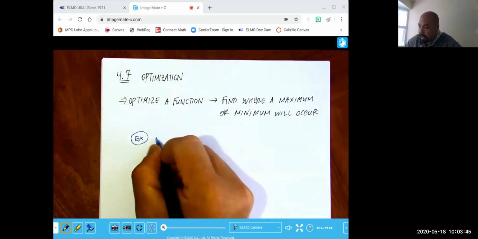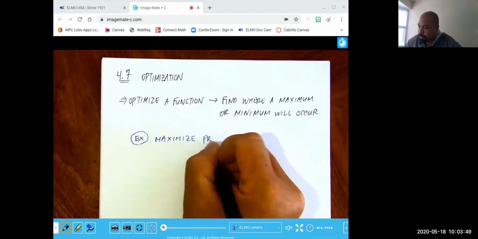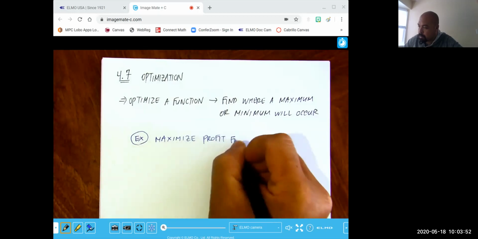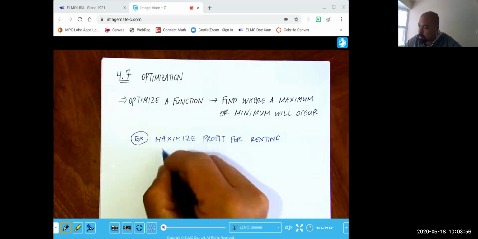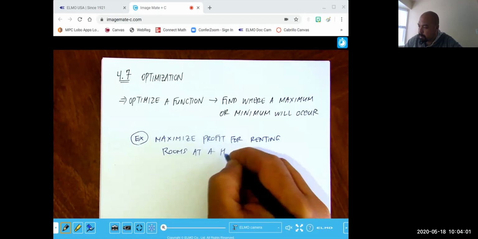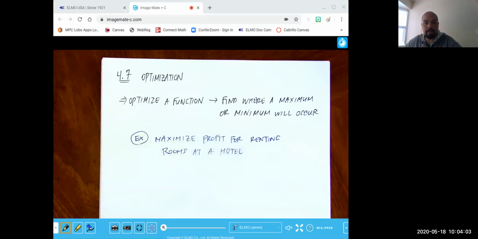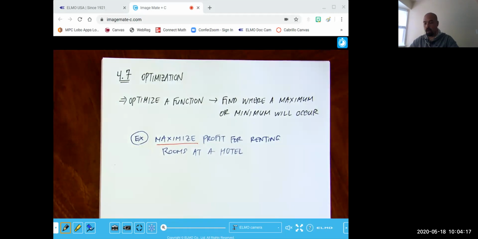So for example here, items that we want to optimize, right? Maybe we want to maximize the profit for renting rooms at a hotel. I know with the pandemic, right, that example might seem a little bit off because not many people are traveling, right? But this idea, like if we're running a business, you're trying to maximize your profit, okay? So exactly that. When we're optimizing, we're trying to maximize some quantity, right?